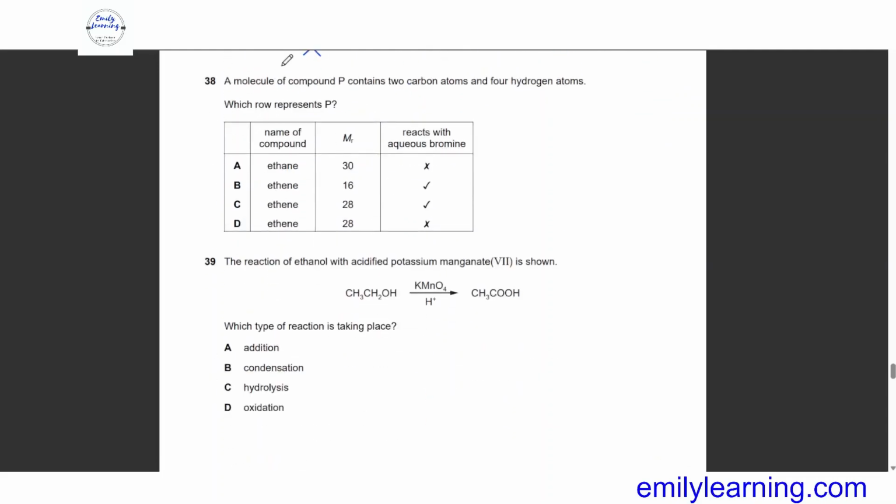Moving on to 38, a molecule of compound P contains 2 carbons and 4 hydrogens. So it is C2H4. So which row represents P? So we know that it is C2H4. C2H4 is ethene. So we know it's either B or D. Okay, and we also know that it reacts with bromine, because alkenes react with bromine.